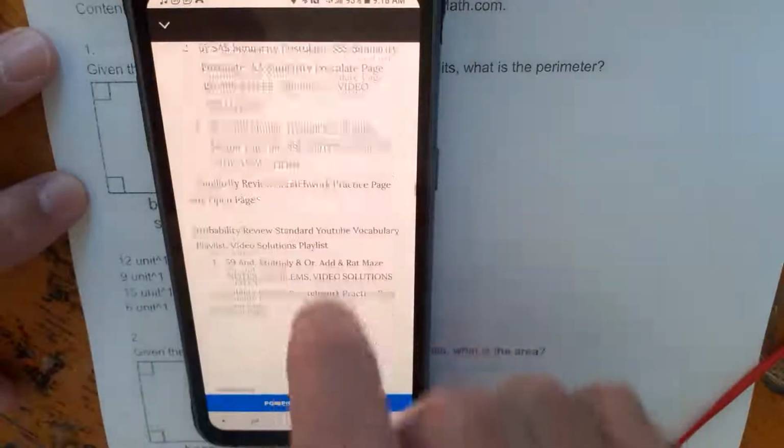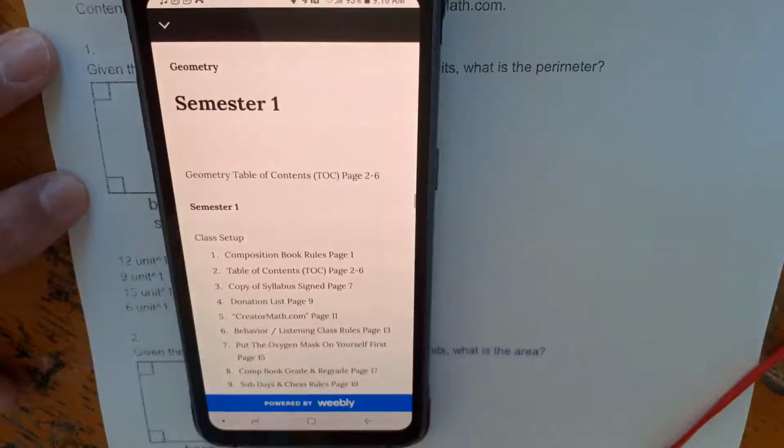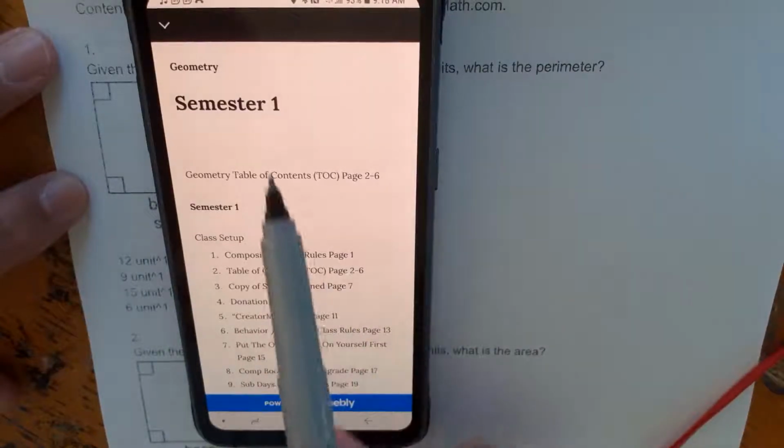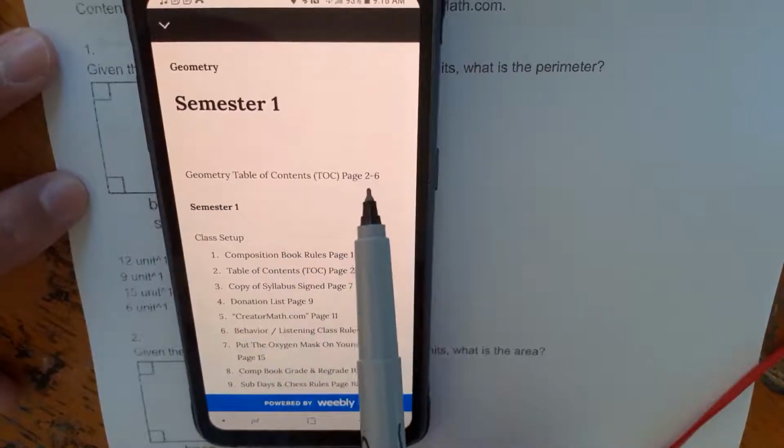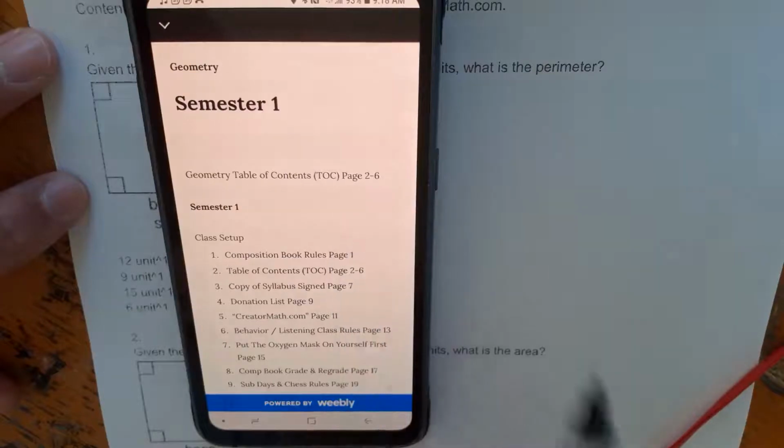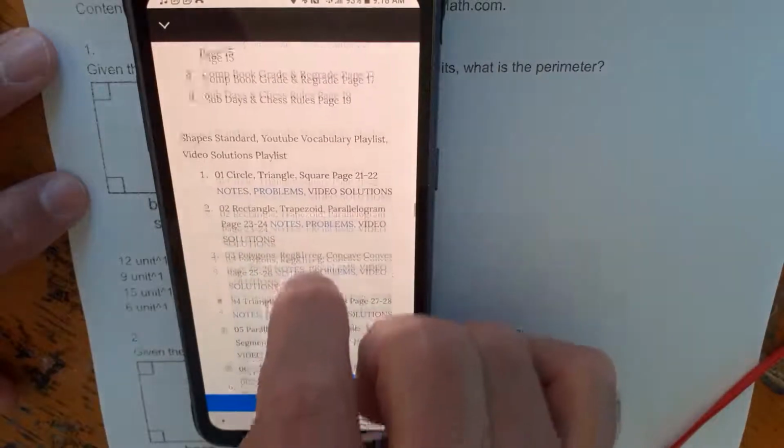Next, we're going to go for the table of contents. Let's find the right semester here. And it looks out of order, and it may be by the time we're doing it, but it might be corrected by the time you're looking at it. So this is semester 1, Geometry Table of Contents. All of this should have been copied onto your pages 2 through 6 of your composition book long ago. If not, stop what you're doing and do it right now.